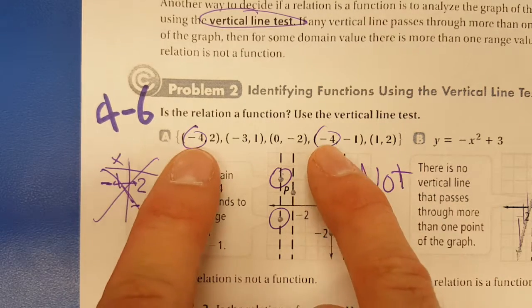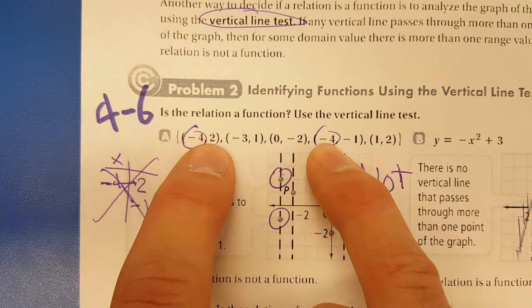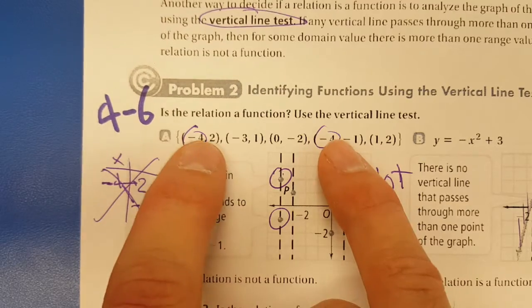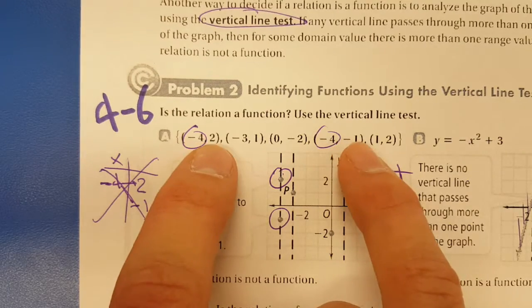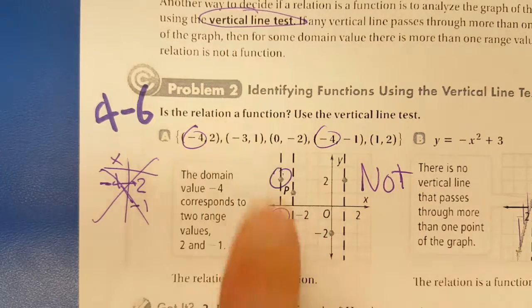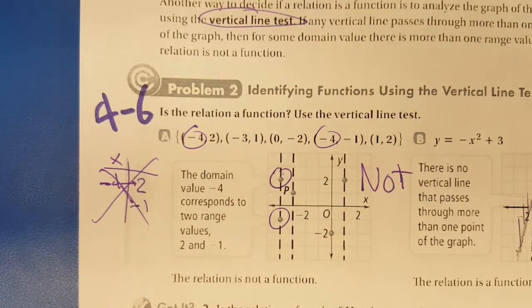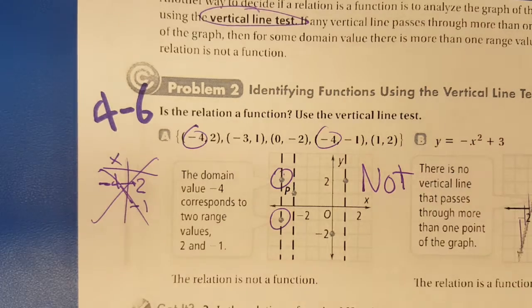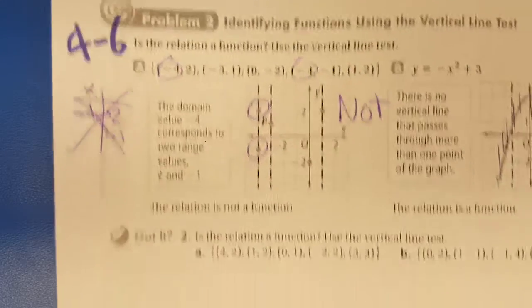Again, if it's an equation, you type in -4, one time you get a 2, the next time you get a -1, you can't do that. You can't type in the same number and get different answers. That's not a function. So that's what the vertical line does. The vertical line test finds those situations where you could have multiple answers, which you can't even really do in the first place. All right, so got it.